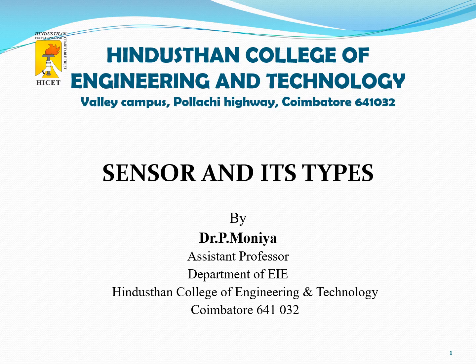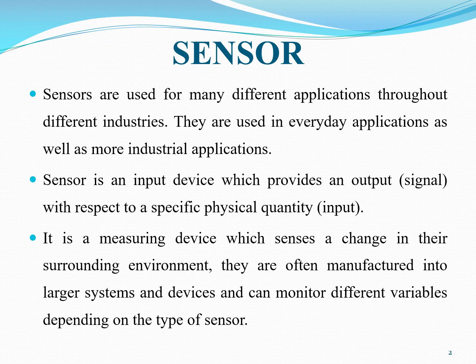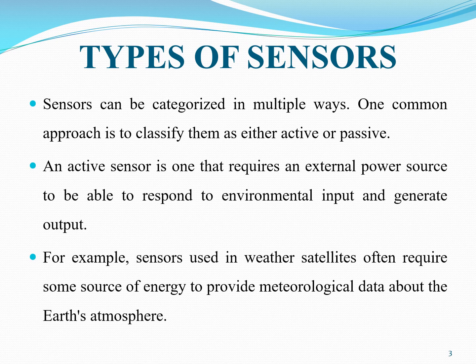Coimbatore. Today let us see about the topic sensor and its types. Sensors are used for many different applications throughout different industries. They are used in everyday applications as well as more industrial applications. So what is meant by sensor? It is an input device which provides an output signal with respect to a specific physical quantity, that is input. So it is a measuring device which senses a change in their surrounding environment and is often manufactured into larger systems and devices which can monitor different variables depending on the type of sensor.